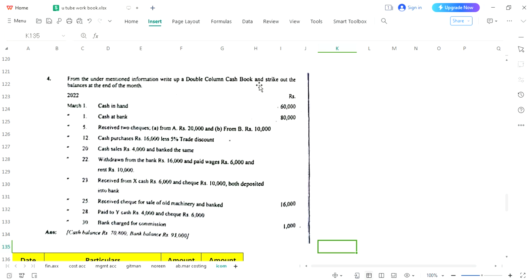As usual, there will be two parts of this question. First, we will enter these transactions into journal, and then that journal would be converted into double column cash book. So guys, I'm sure you are ready to have all journal entries. So let's start it. First entry is March 1.